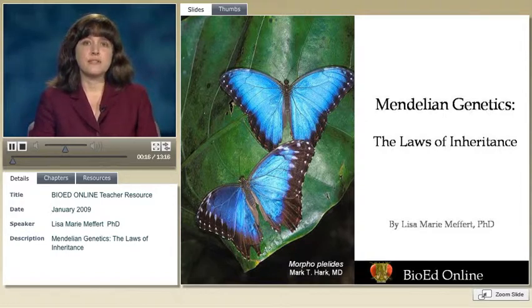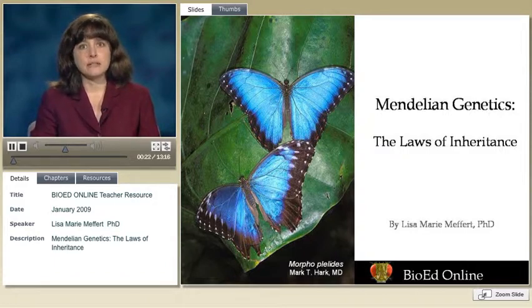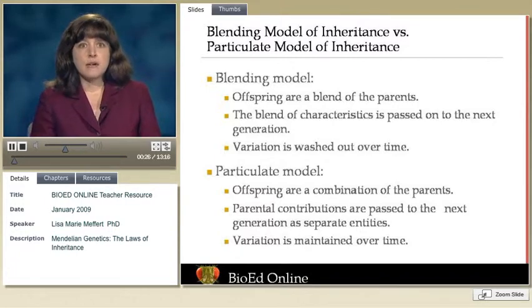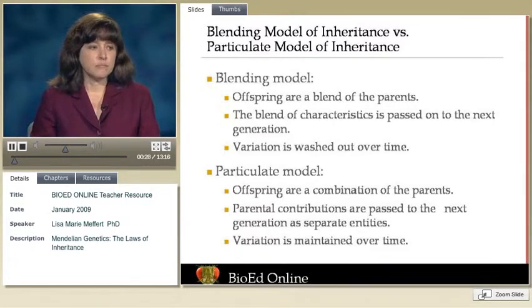I'm an assistant professor in the Department of Ecology and Evolutionary Biology, and today we're going to talk about Mendelian genetics, the basic laws of inheritance. At the time Mendel started his experiments, and we're going to be focusing on Mendel's experiments today, they were groundbreaking because the idea of inheritance was generally a blending model.